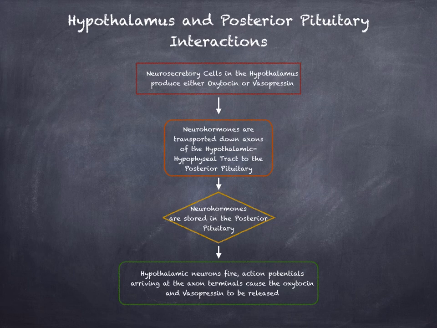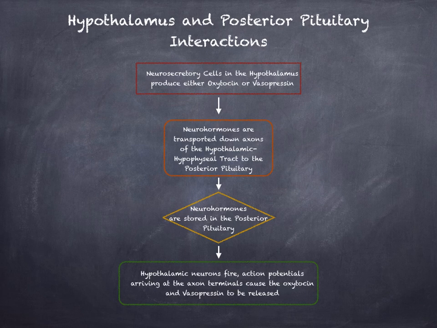So, instead of drawing a picture, I decided to do a flow chart to depict how it goes from the hypothalamus to the hormones being released. The first thing is that neurosecretory cells in the hypothalamus produce oxytocin or vasopressin. These neurosecretory cells are in the paraventricular or supraoptic nuclei in the hypothalamus. Paraventricular specifically produce oxytocin, and the supraoptic specifically make vasopressin or antidiuretic hormone.